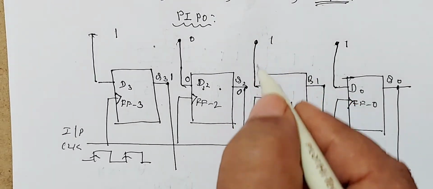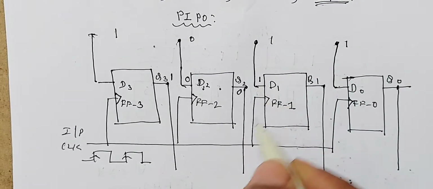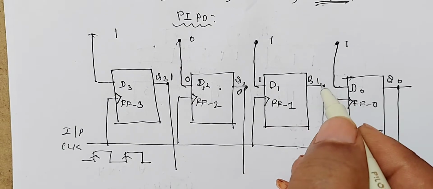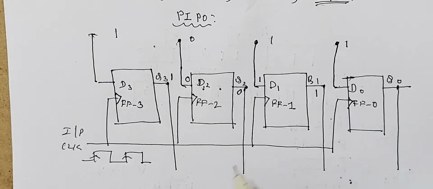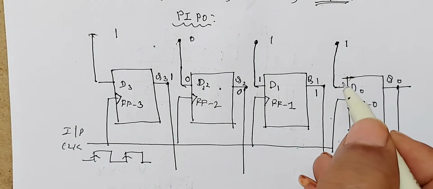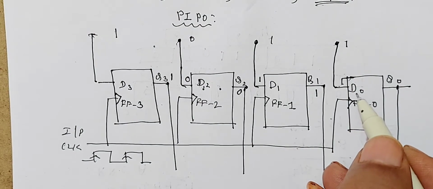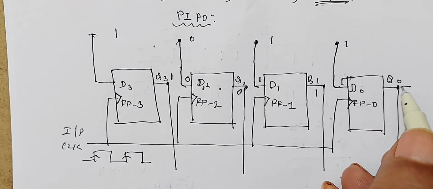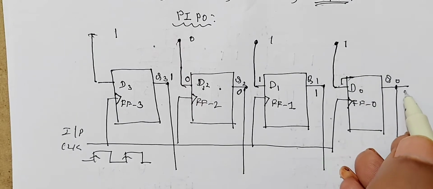Similarly, 1 is the value at D1. When the clock pulse enters, it is shifted to Q1, that is 1. Here 1 is the input value for this flip-flop. When the clock pulse enters, this is shifted to Q0. Therefore, Q0 goes to 1.